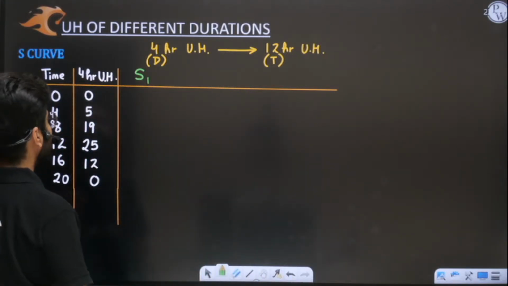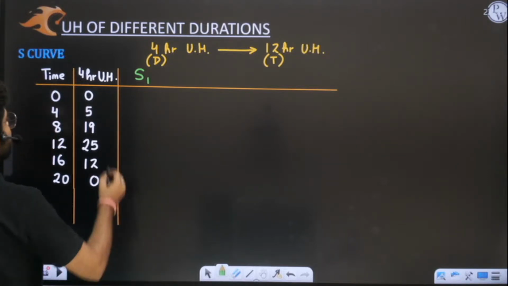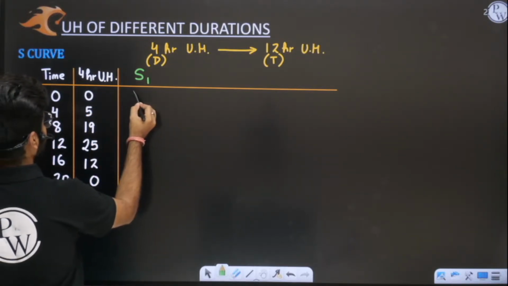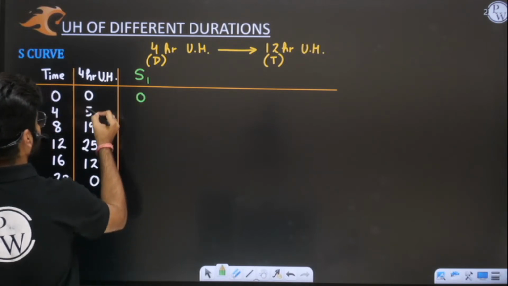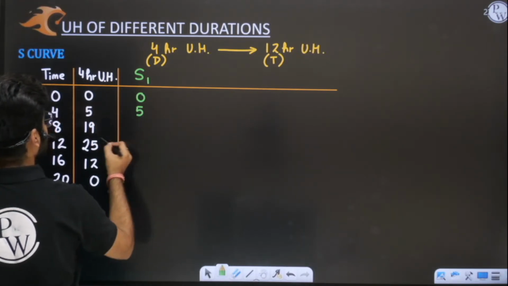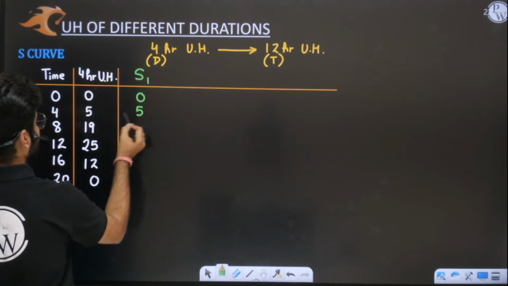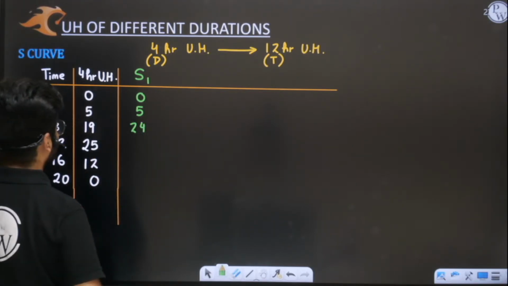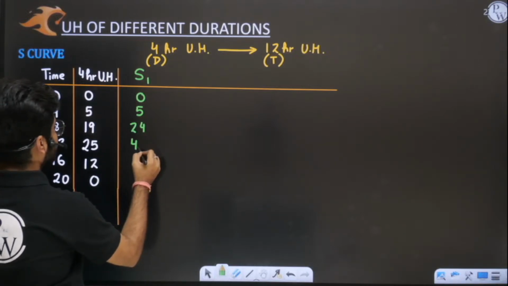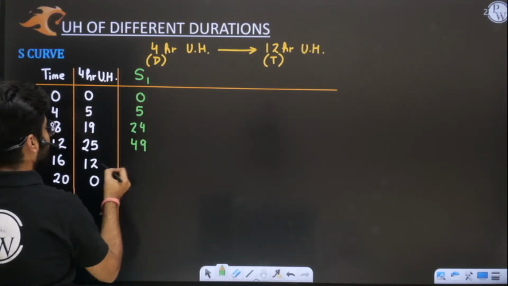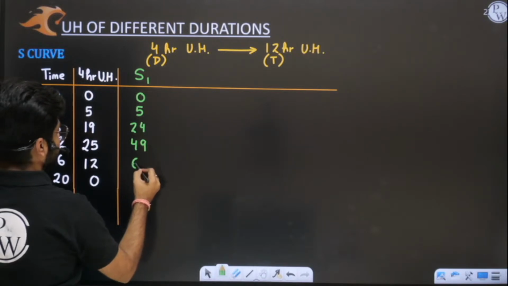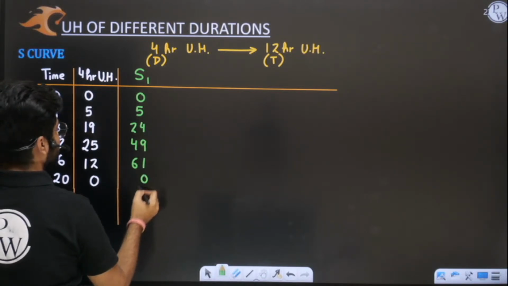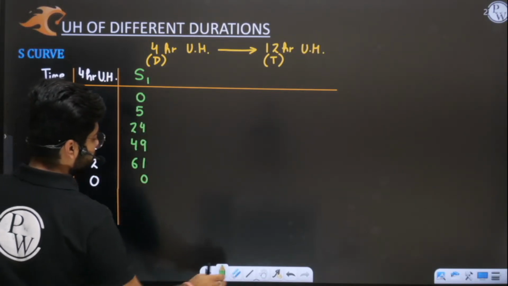See how I have to find the S curve directly, sir. You told me it is simply the sum of the values. 0 and 5 is 5. Sum all these values: 5 and 19 is 24, 24 plus 25 is 49, 49 plus 12 is 61, and 61 plus 0 is 61. Cumulative values, the S curve is done.